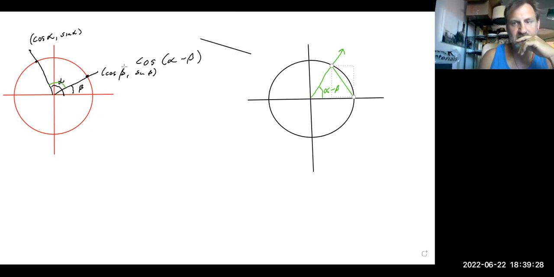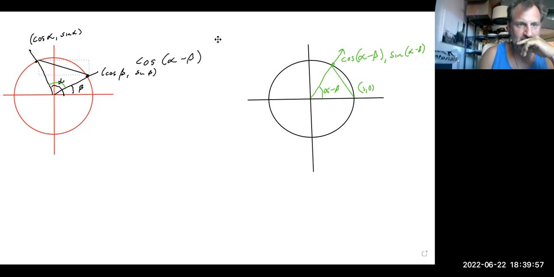Okay, so now all we have to do is compare those two things. Now, of course, this point is 1, 0, and this point is the cosine of alpha minus beta and the sine of alpha minus beta. So I'm going to put this piece back here. Yep. This piece back.